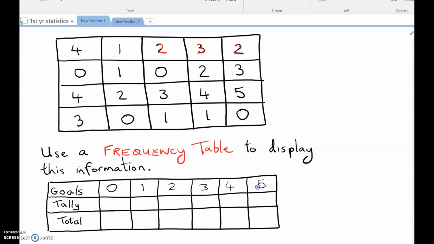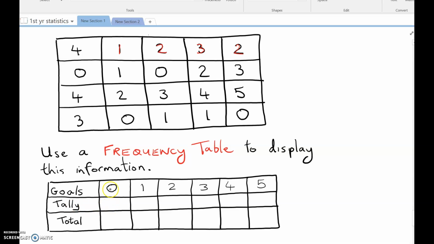And I only need to go as far as 5 because I can see a 5 here, but there's nothing bigger than 5. So I don't need to have an extra box here with 6 in it because there were no games in which 6 goals or more were scored. So I don't put that in. So when I've done that, the best way to do this, I want to do my tally.